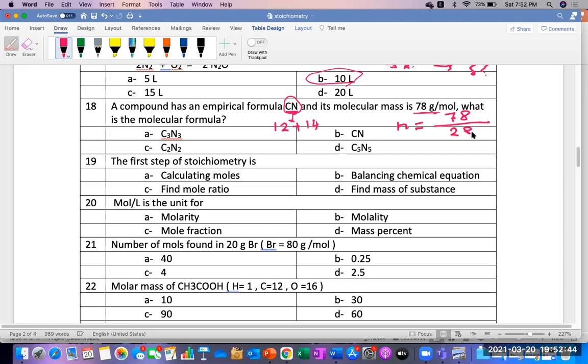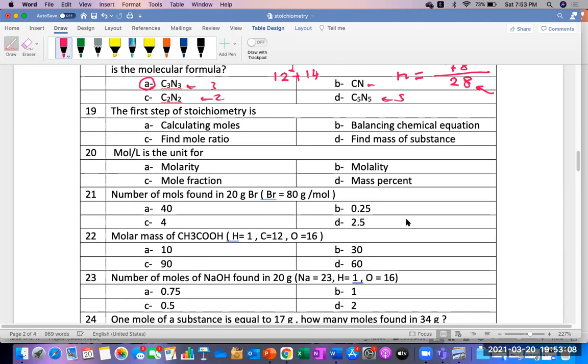Of course, here we can divide, or we can multiply 26 by the options. This is 3, and this is 2, and this is 5. So we can multiply it by 2 and 3 and 5 and see which number will give us 78. Okay, of course, for this one, it will be 3.